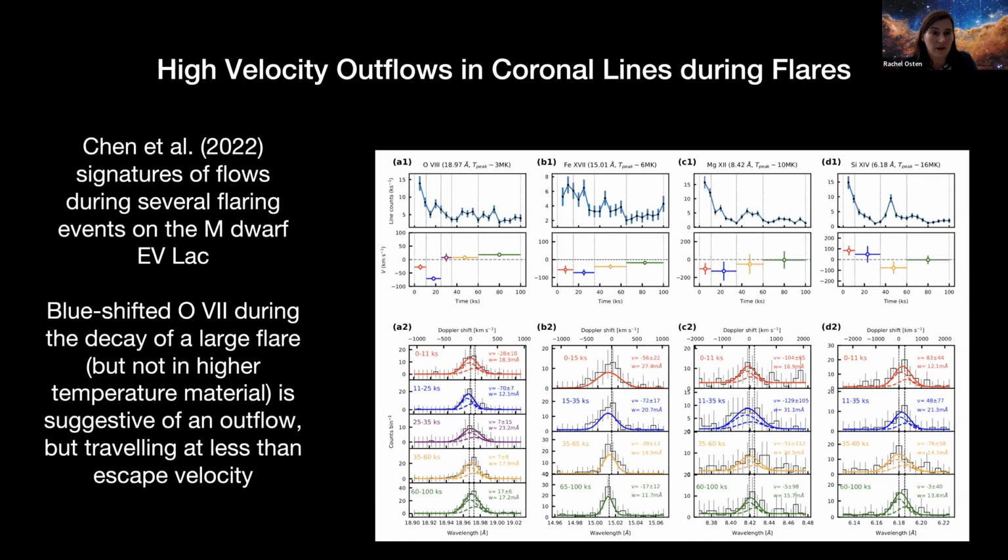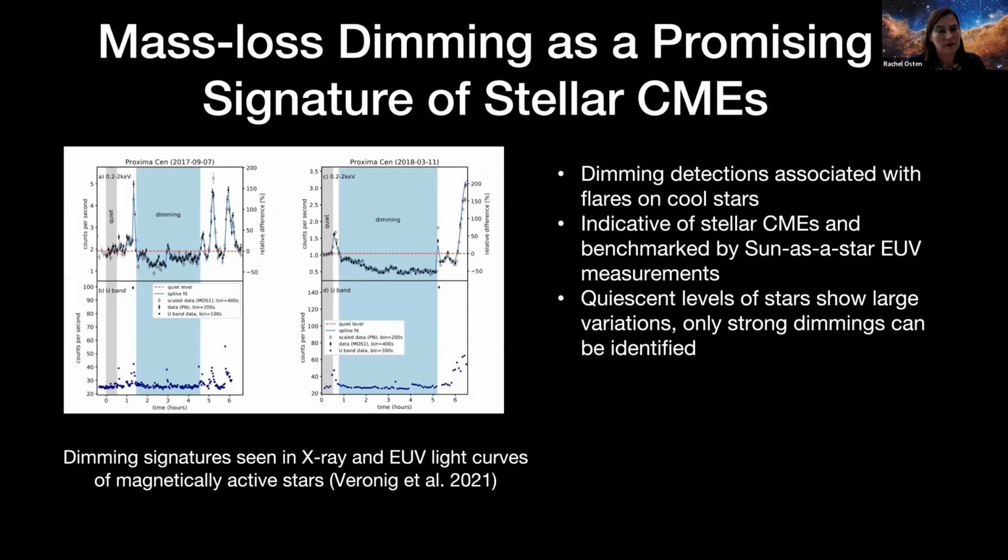Another paper that just came out recently looked at the M dwarf EV Lac, and basically they're looking at oxygen. No, that's oxygen 8. Okay, that's a typo in my slide. I apologize. The format is very similar to the format that I showed you before, but they found blue shifted oxygen 8 during the decay of a large flare, but not in higher temperature material, as suggestive of an outflow. Here it's traveling at less than the escape velocity, so there are some potential complexities to that interpretation. But it's another way in which coronal signatures can be used to diagnose these dynamic events.